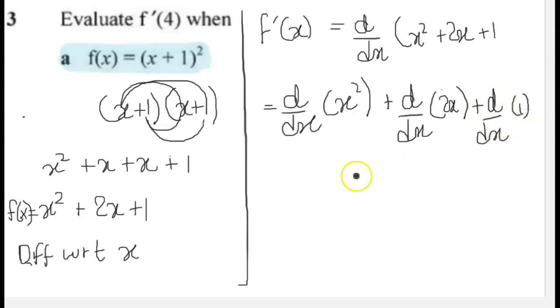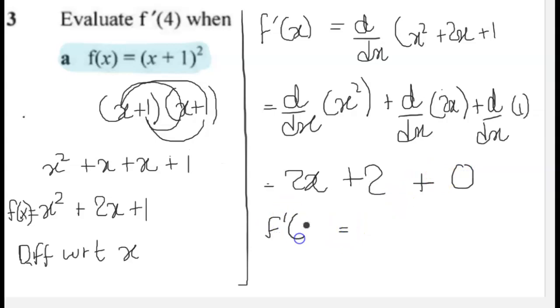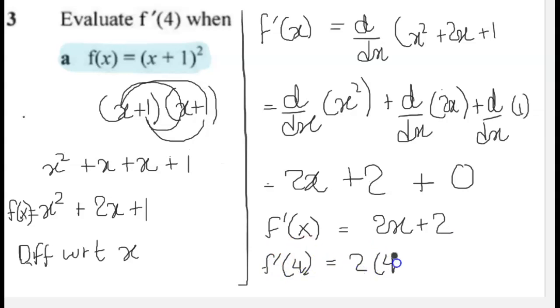Make sure you write all the steps. That will become just 2x. That will just become a 2. And that will become just a 0. So f dash x is 2x plus 2. Now if you want to find it at 4, f dash of 4 is 2 times 4 plus 2, which is again 10.